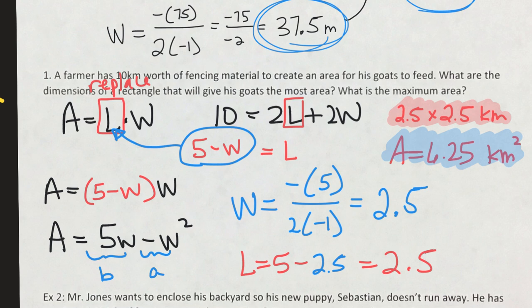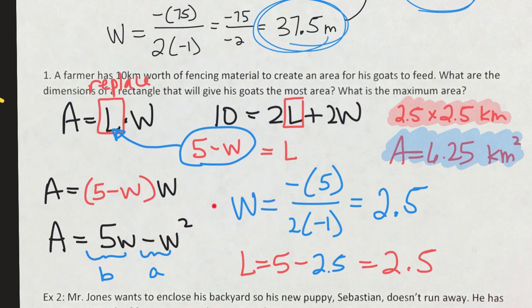So our farmer should have a 2.5 by 2.5 kilometer rectangle. In other words, a square with an area of 6.25 square kilometers. Okay? So you have your area equation and your perimeter equation with a perimeter of 10. So the length is 5 minus the width. We plug it into our area formula so we get a quadratic.